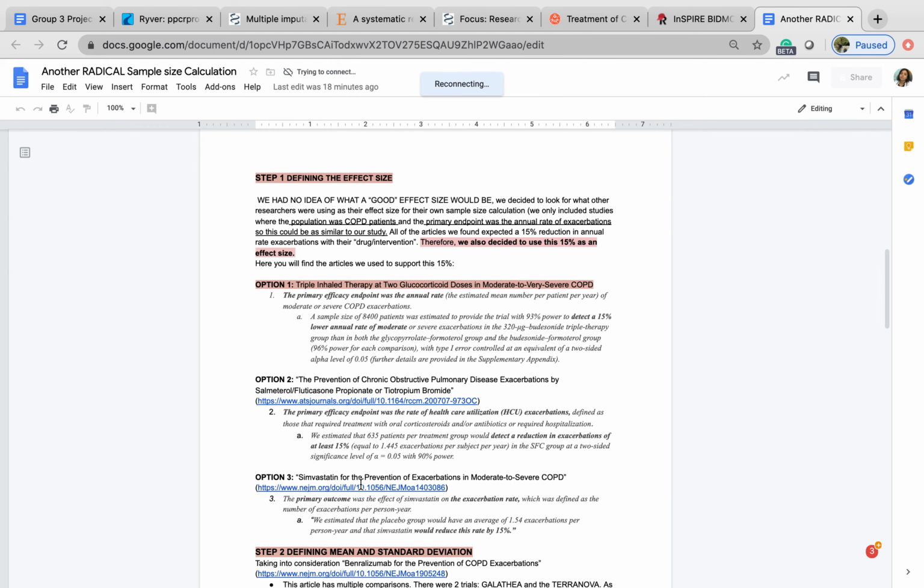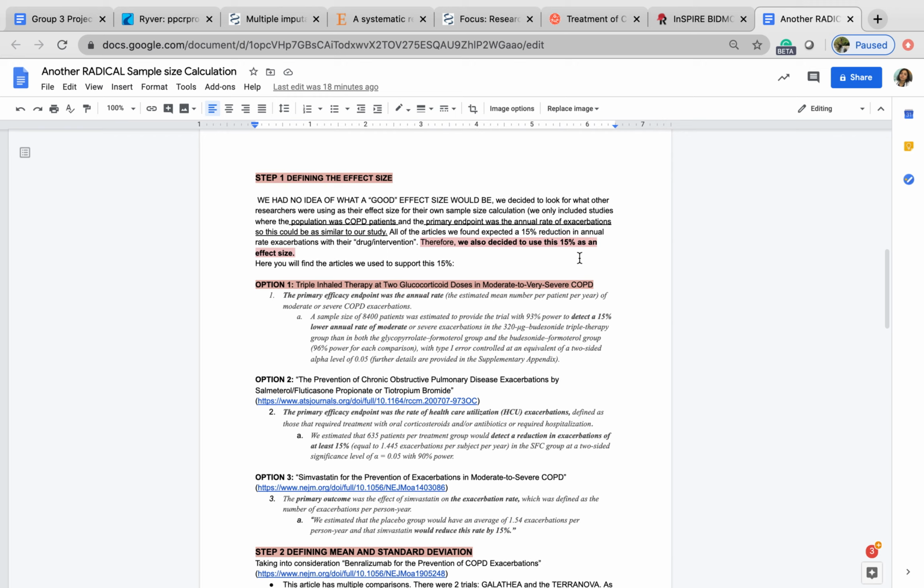So the first step is defining the effect size. And honestly, we had no idea of what a good effect size would be. So we looked for what other researchers were putting in their articles. We decided to look for articles, as I already mentioned, that were using our same primary outcome and our same population. And we found 3 articles, and the 3 of them were actually trying to detect a 15% reduction in annual rate of exacerbation. So, since these 3 articles were very important articles and they were all about our topic and they were all including a 15% reduction, we decided to use 15 the same way in our article.